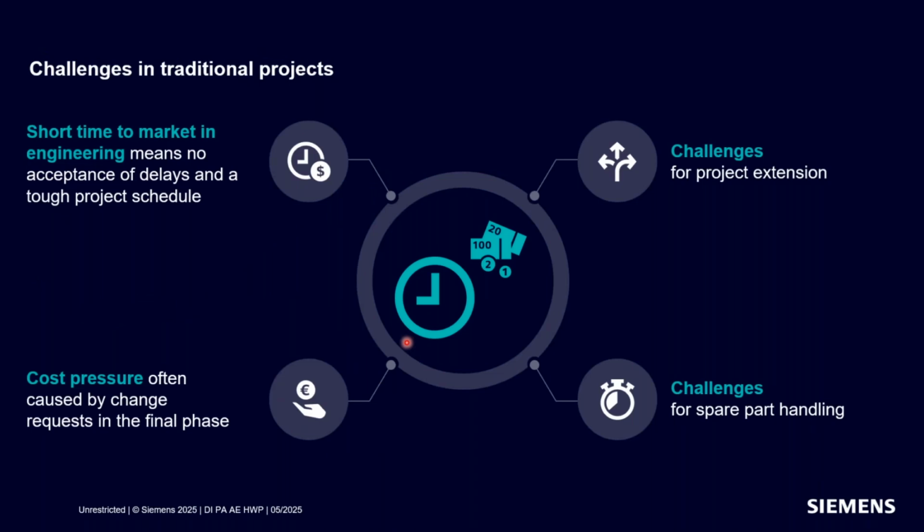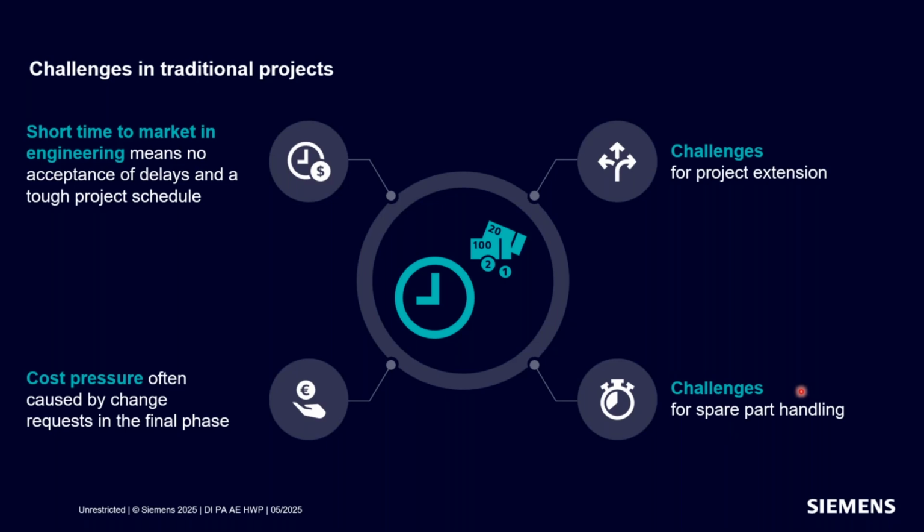So to summarize, what challenges do we see? The first two we already saw in the graph. On the one hand, no acceptance of delay, and on the other side, very many changes in the final phase, which is the other challenge. But we also see challenges for project extensions and for spare part handling.